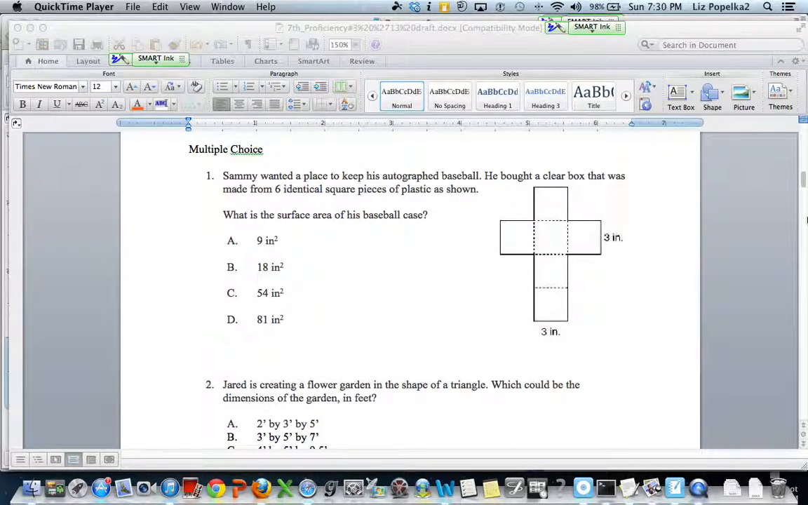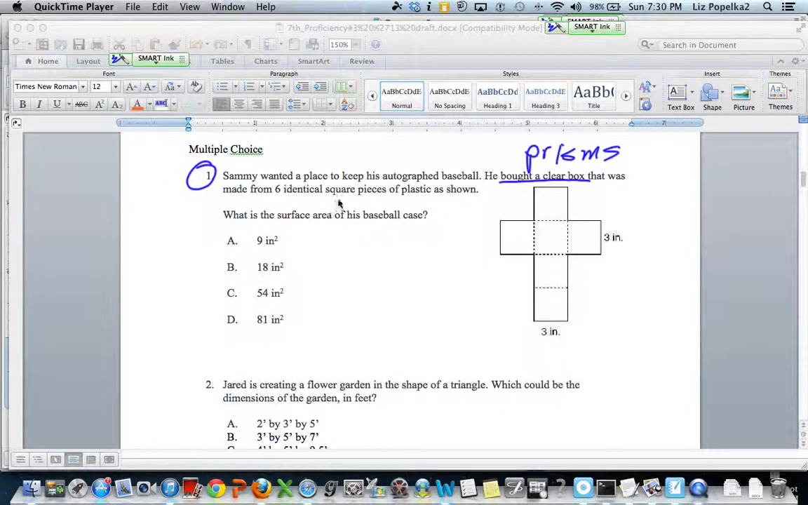Our next section is over finding surface area and volume of 3D shapes. And question number 1 is the first one that we're going to do. Sammy wanted a place to keep his autographed baseball. He bought a clear plastic box. Of course, we know that boxes are prisms.